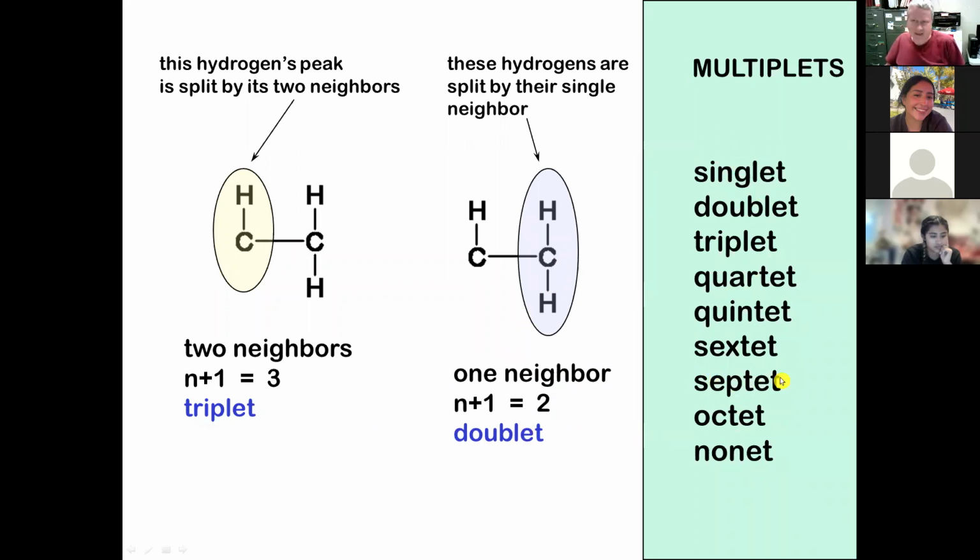Like I said, septet is if you have 6 neighbors plus 1, which is 7 little peaks. We'll see lots of examples of all these in a second.